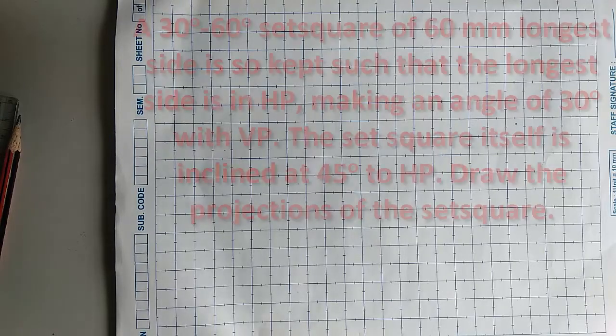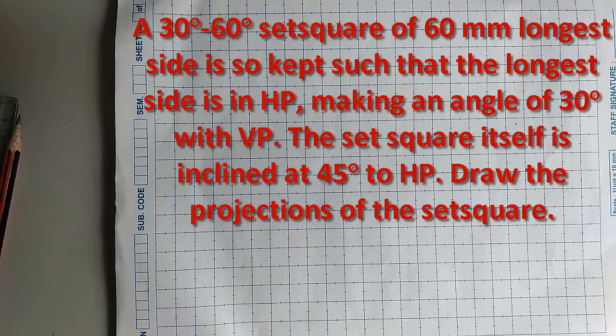In this session, we will discuss problem number 6, that is a set square problem. Here the question is like this. A 30 degree 60 degree set square of 60 mm longest side is so kept such that the longest side is in HP, making an angle of 30 degrees with VP. The set square itself is inclined at 45 degrees to HP. Draw the projections of this set square.